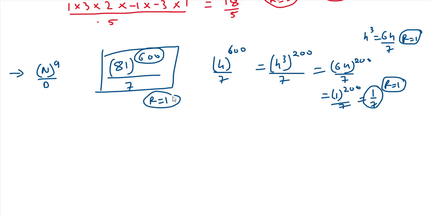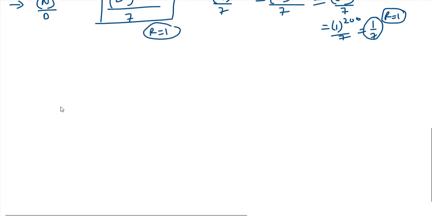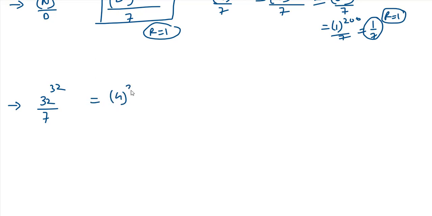There is another method by which you can find the remainder of such high powers, by using the cyclicity principle. Let us see how. Suppose you want to find the remainder when the number 32 raised to 32 is divided by 7. So again, our first step will remain the same. We'll forget the power, divide the base and find the remainder. In this case, we'll get 4 raised to 32 by 7, because 32 when divided by 7 will give us a remainder of 4.